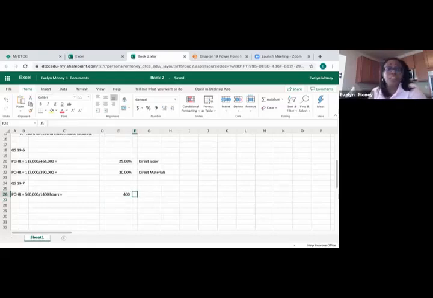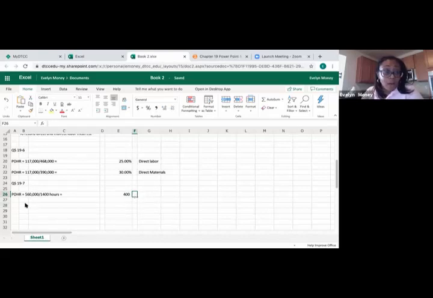So this is important too, because the predetermined overhead rate will not always be a percentage. It will not always be a decimal. It could be a whole number. It just depends on what my activity base is. So I don't want you to look at that number and say, oh, it's not a percentage, that's wrong. No, it depends on what my activity base is.